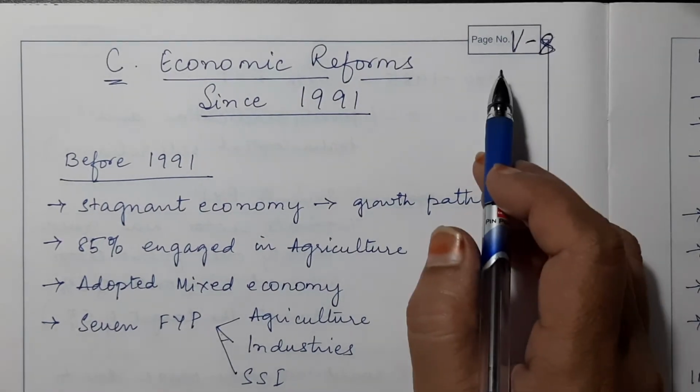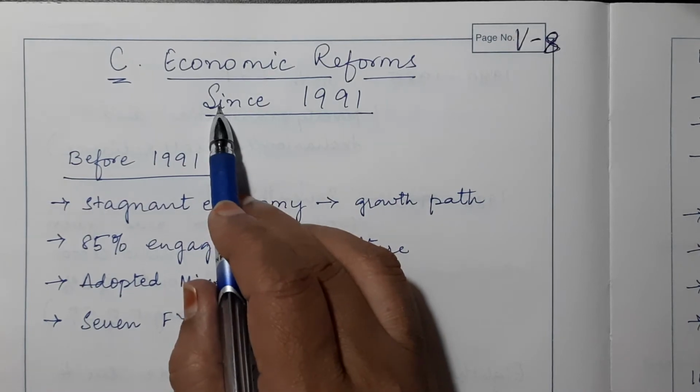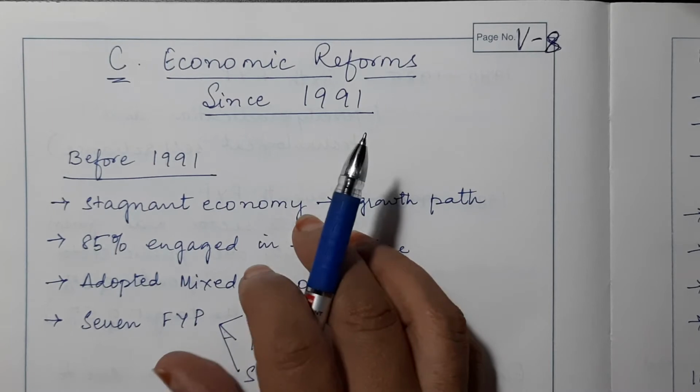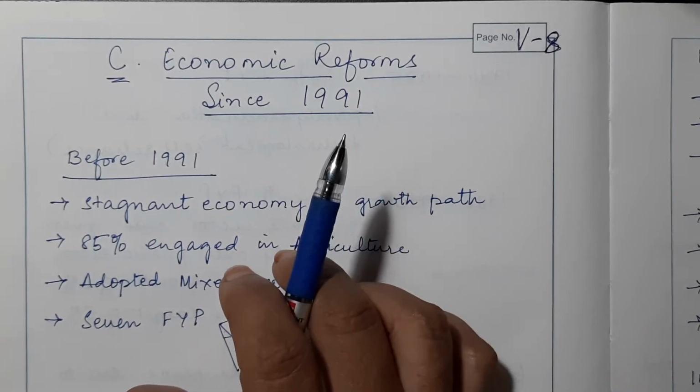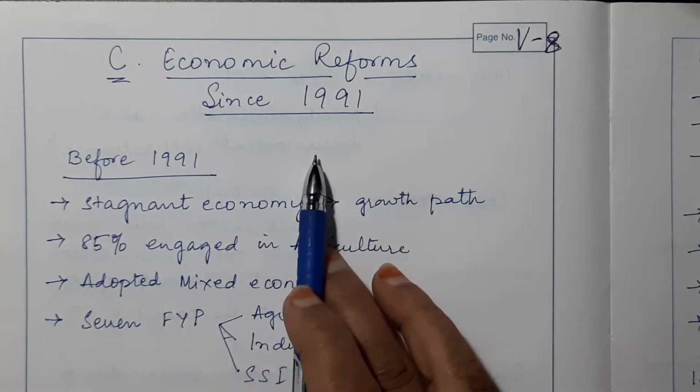In today's video number 8, we are going to discuss the third part of the first unit. Development experience from 1947 to 1990 we saw in our previous videos. Now here we are going to deal with the economic reform since 1991.